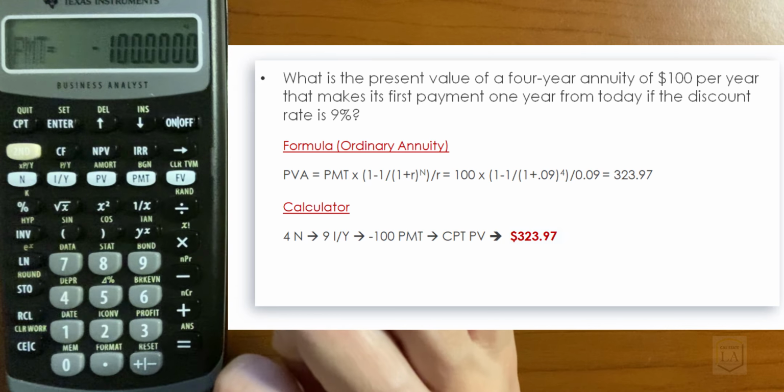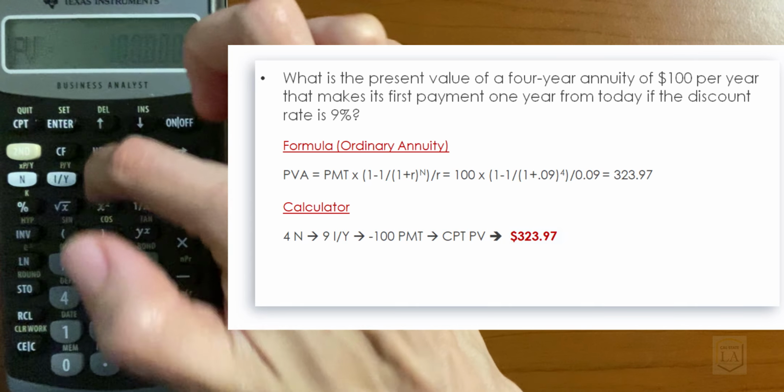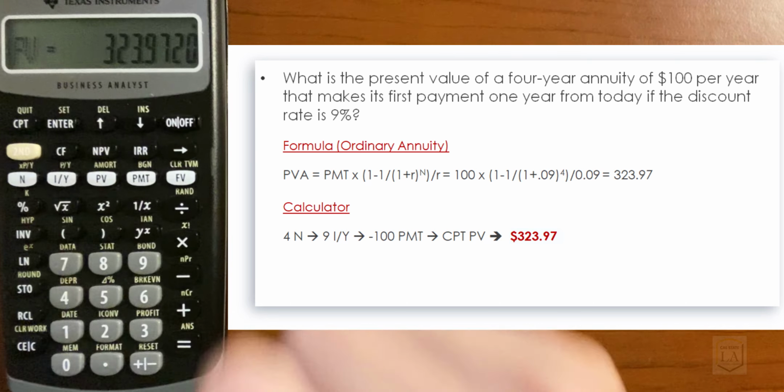With all of that recorded, you are trying to figure out the present value. So compute present value, and that will be equal to 323.97. So the present value of all the payments regularly being paid out for 4 years, worth $100 per year, is 323.97 when the discount rate was 9%.